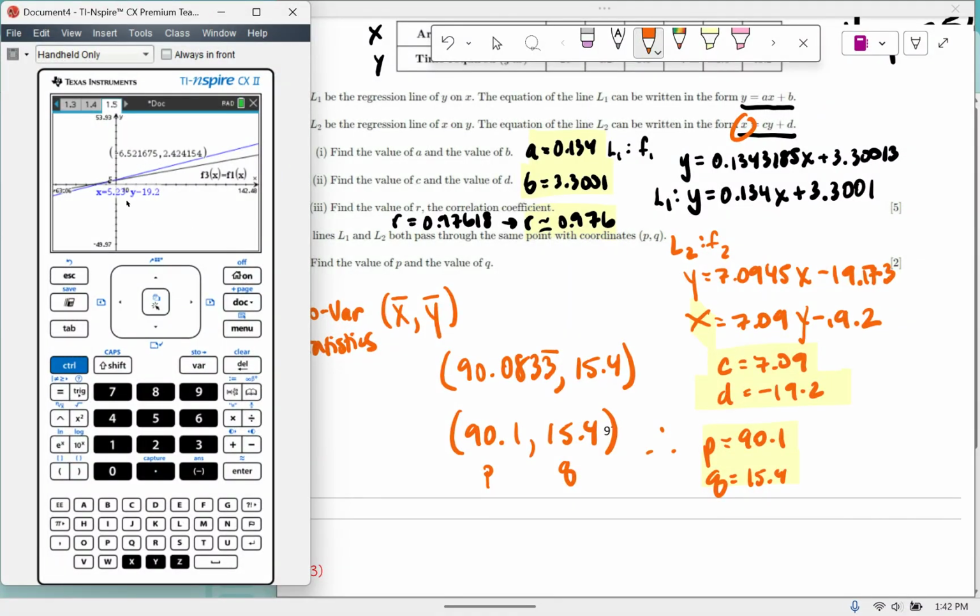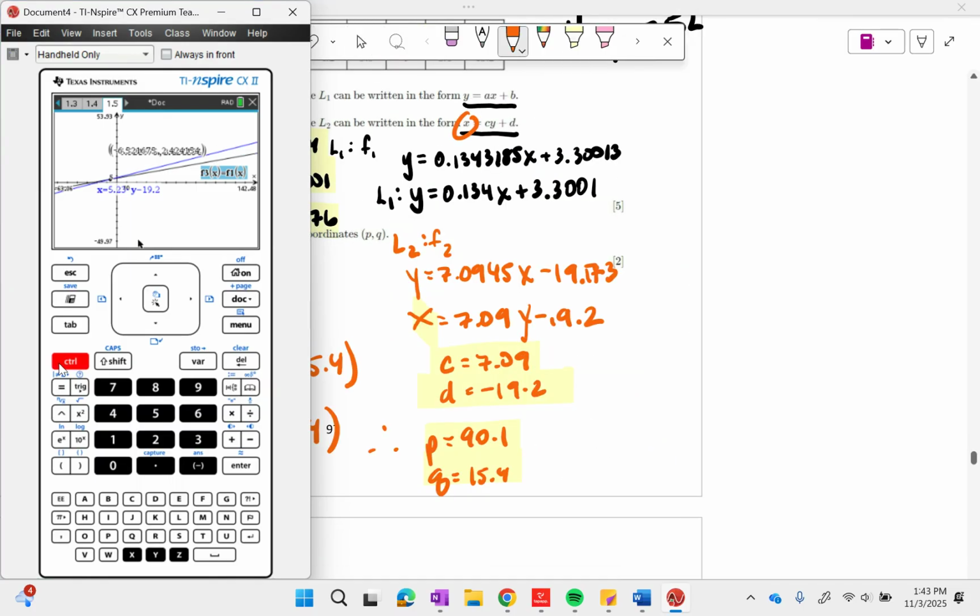That's not right either. What happened here? X equals, oh my goodness, this should be a 7.09. And it moved the other one too now. I need a fresh restart here. And now it's bothered me, so now I have to do it.